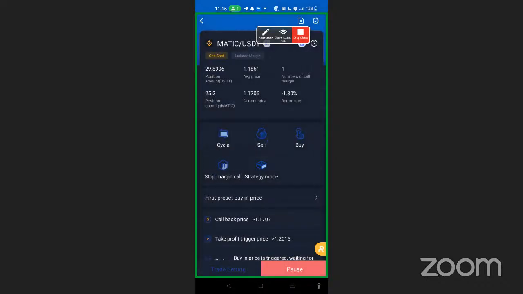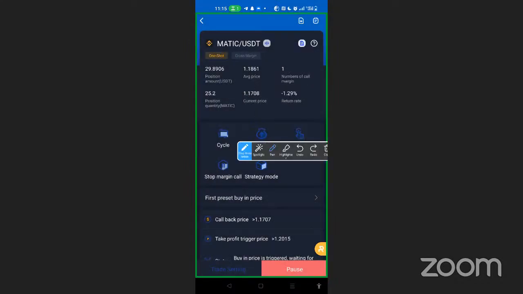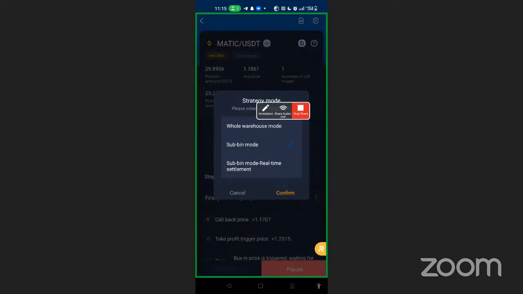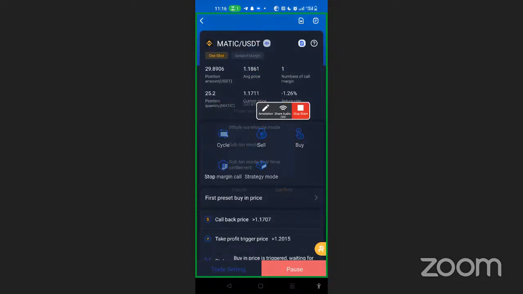Now, let me go back here. When you choose the strategy mode in the whole warehouse mode, up here, your screen will appear as a cross margin. When you change from the strategy mode to the sub-bin mode, up here, your screen will change to isolated margin. It will remain the same in the sub-bin mode real-time settlement.